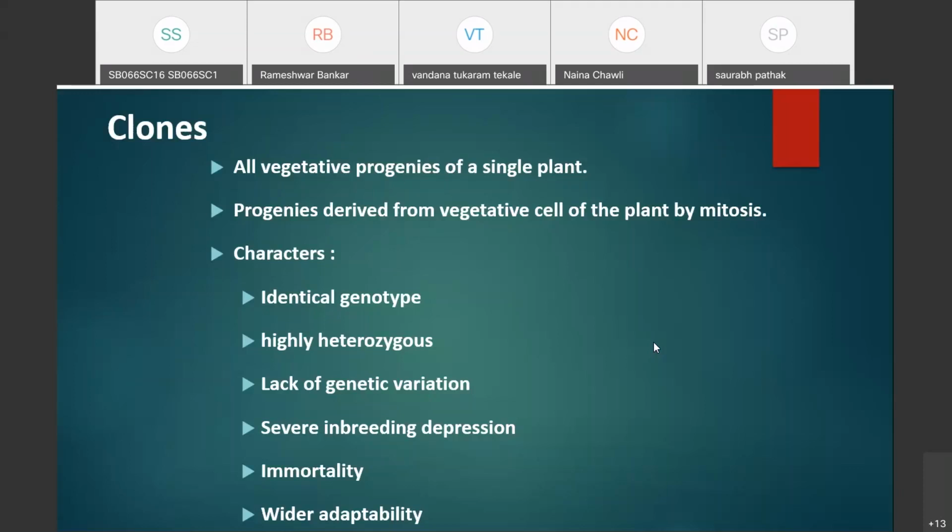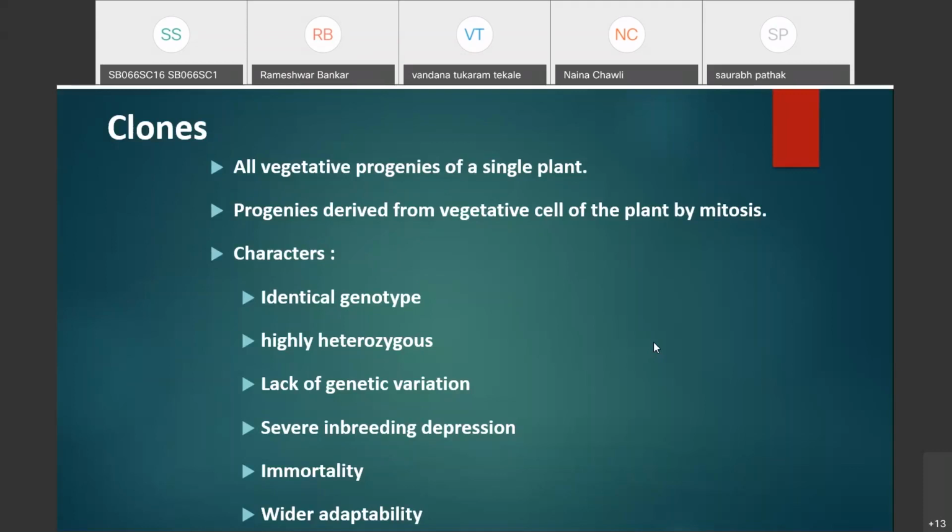Okay, that is the difference between the pure lines and the clones. Pure lines we have discussed in the last lecture. All the pure lines are genetically identical, but the main difference is that the pure lines are homozygous. Clones also have the identical genetic constitution, identical genotype, but clones are highly heterozygous. That is the main difference between the pure line and the clone.